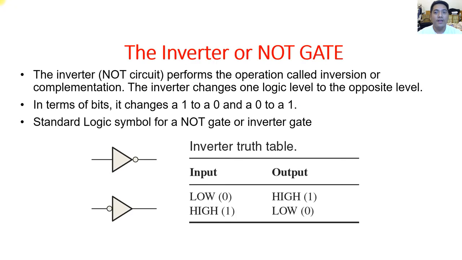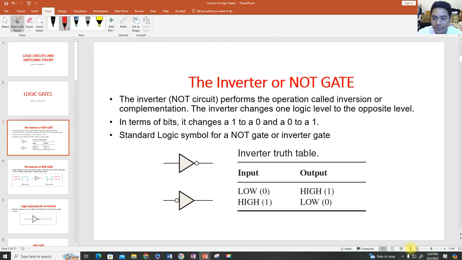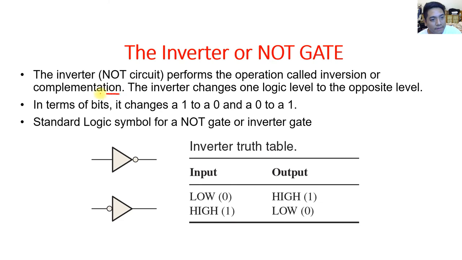So let's get started. The very first thing that we need to take note of is the inverter or the NOT gate. The inverter or NOT circuit, as they call it, performs the operation called inversion or complementation. In Boolean algebra, we may see a bar or a prime. It means that if we have a value of 1 for A, then A bar, or the A complement, will be 0. So it inverts whatever input.